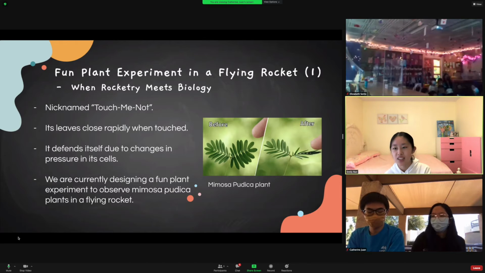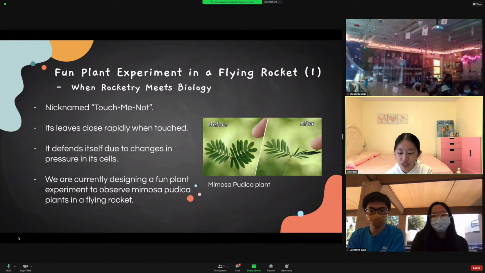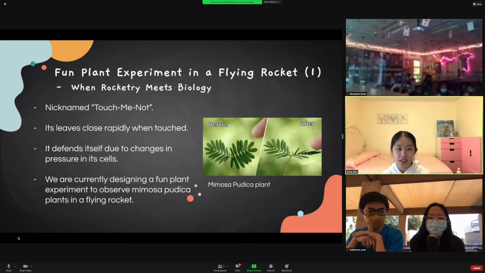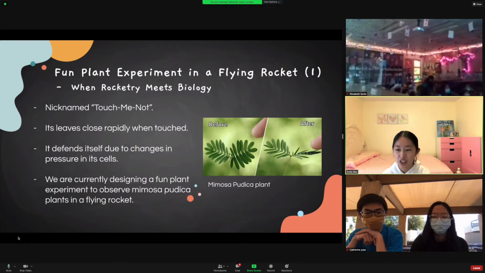Our next section is about designing a fun plant experiment in a flying rocket. And this is when rocketry meets biology. So first of all, the Mimosa pudica plant is nicknamed Touch Me Not plant. And as you can see in the picture, once the mimosa plant gets touched, its leaves actually close rapidly. And that's because it's necessary for self-defense, and it happens due to changes in pressure within its cells.